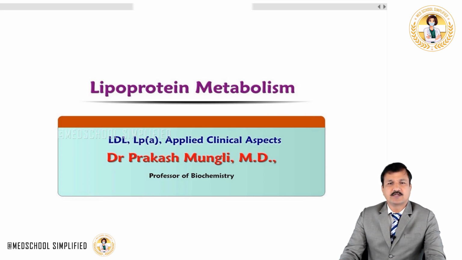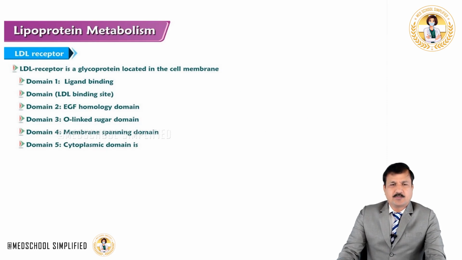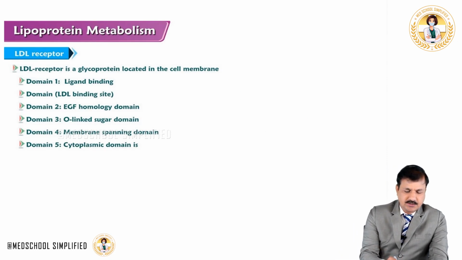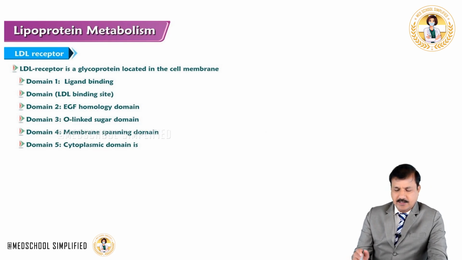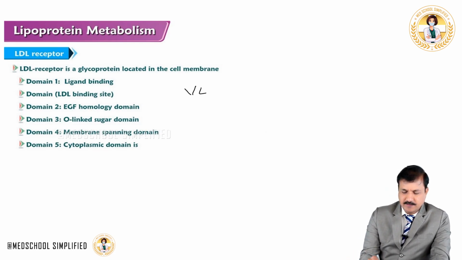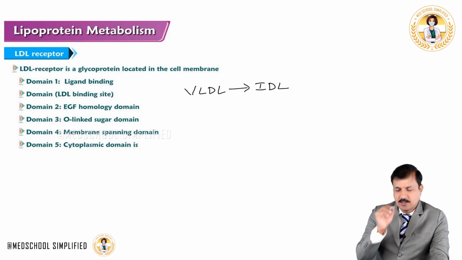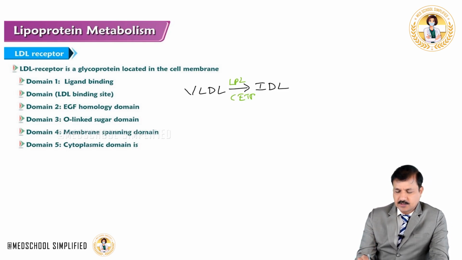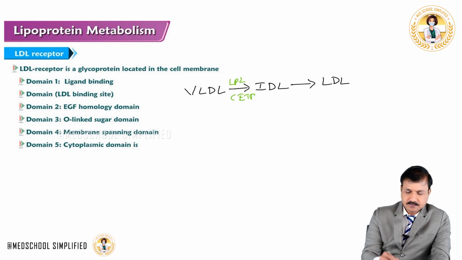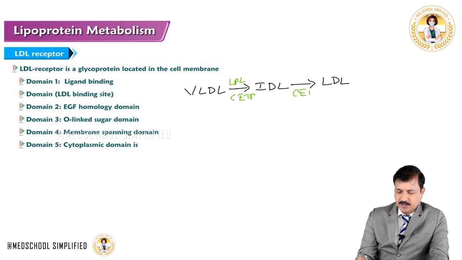Let's get into details. Now, as we have seen in our previous lecture in VLDL metabolism, I have already explained to you that VLDL will be metabolized into IDL in the circulation. This is just a recap of what I have done before. IDL is furthermore converted into LDL, and this will be done by CETP, which continues to act, and hepatic lipase.